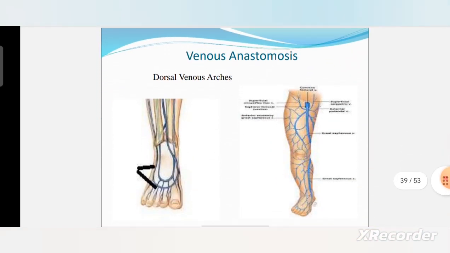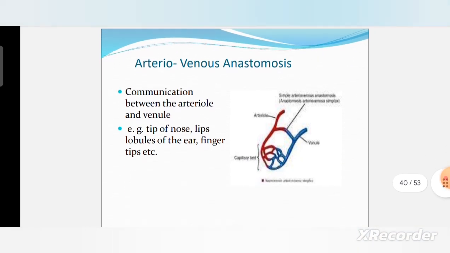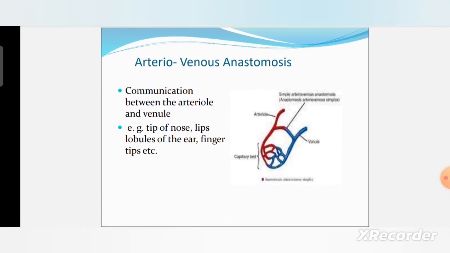This figure shows the venous anastomosis. Next is arteriovenous anastomosis. It is a communication between the arteriole and venule. For example, the tip of the nose, lips, lobules of the ear, fingertips, etc.